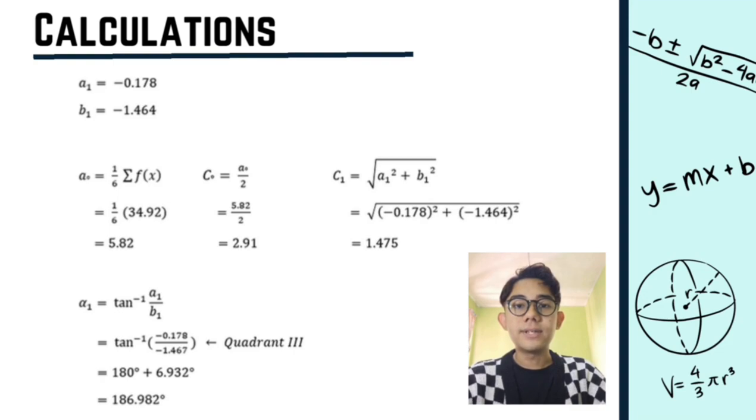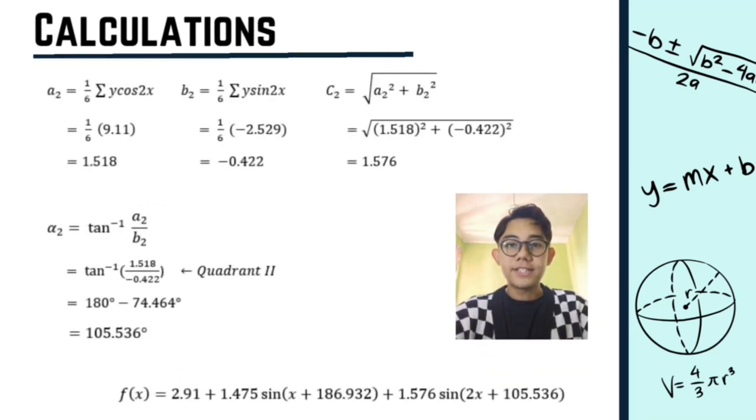Next, the alpha 1 value is obtained by the inverse tangent of A1 divided by B1. Based on the signs, we can identify the quadrant. Both negative signs mean it is quadrant 3. Therefore, we need to add 180 degrees, and the value of the angle obtained is 186.982 degrees.